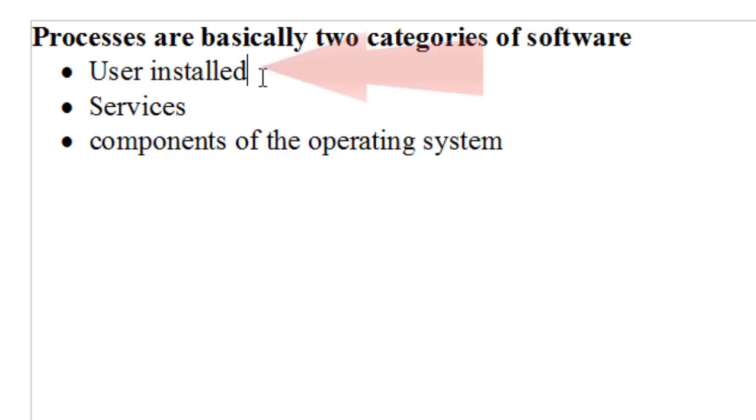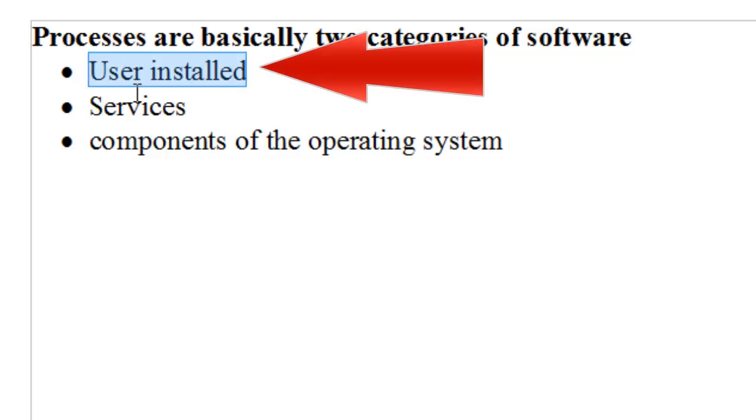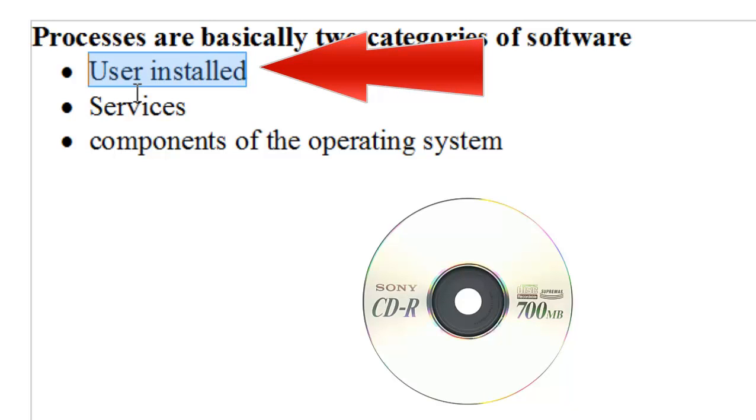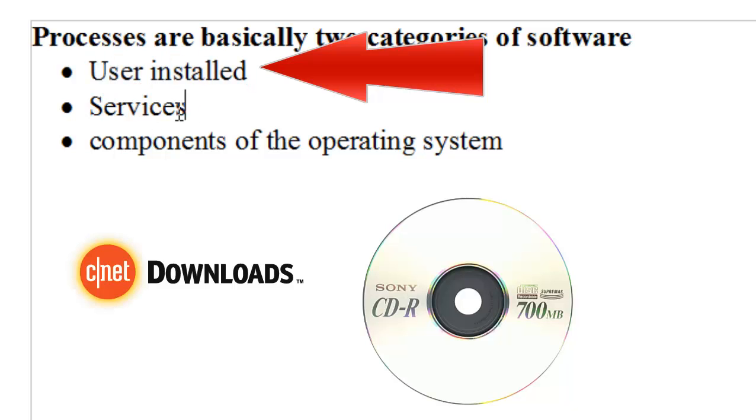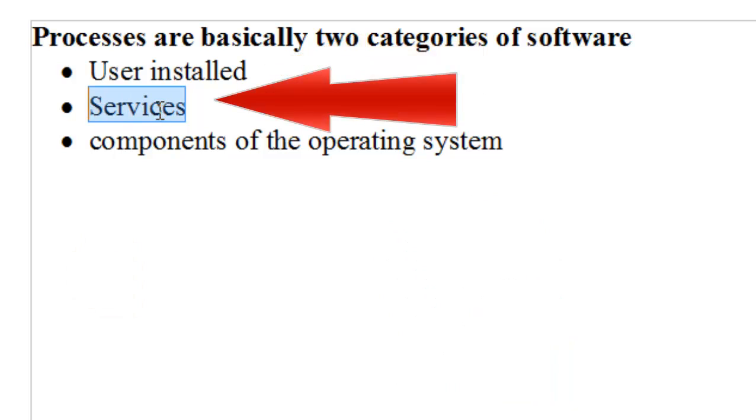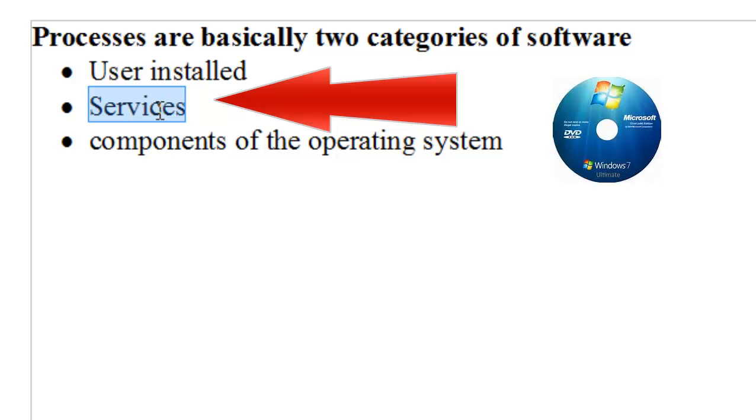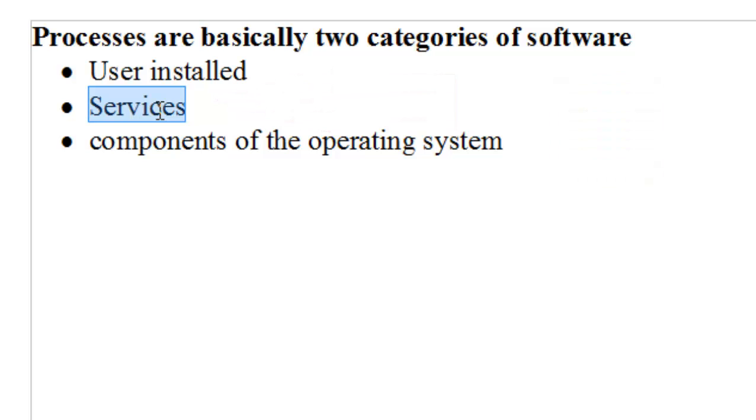Number 1, they're user installed. This is the software you install. You take your CD, you download from the internet, you load on your PC. The other one is services, and we'll look at services carefully because services are primarily software modules that are installed by default when you install Windows. Many applications that you install also add services, and we'll look at those.